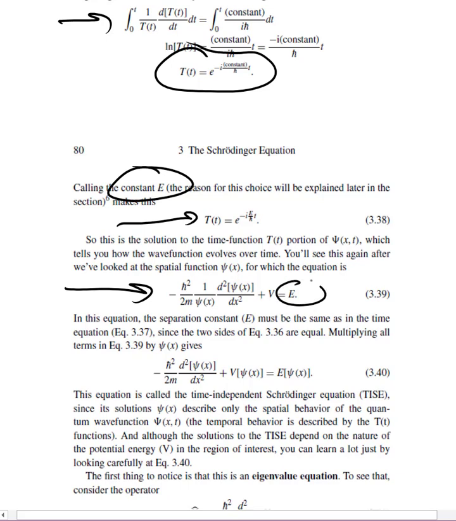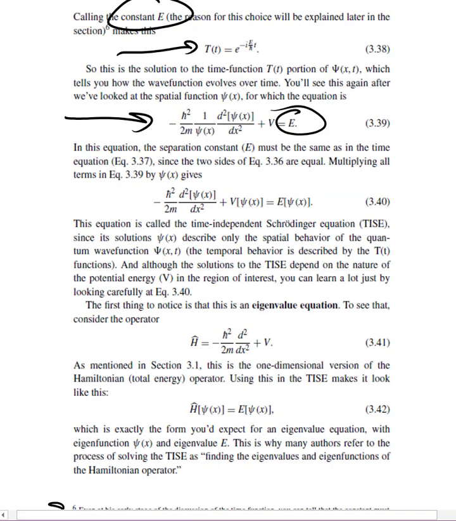It's also got to equal E, because after all, the left side of the equation equals the right side, and we set the left side to E, so the right side must also be E. Again, if we multiply through by psi, we come to this expression, and this is called the time-independent Schrödinger equation. In many, many quantum mechanics problems, you're going to solve this equation and then marry those solutions for psi of x with the solutions for T of t to make psi of x and t.